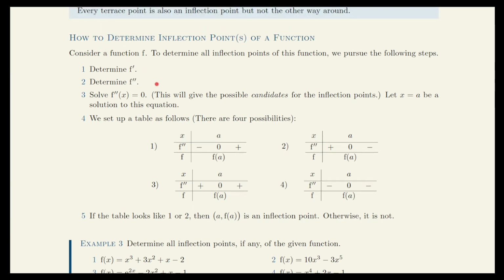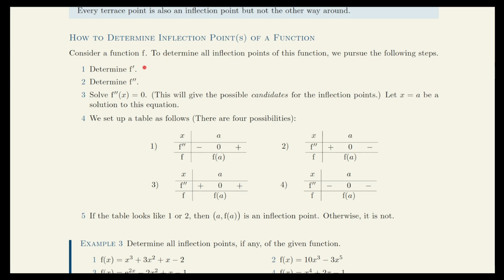So the point is we learned about concavity of functions. We learned that if the second derivative at the point is positive, the function is concave upwards at that point, and if the second derivative is negative, then this is concave downward at that point. And then we also learned how to find the inflection point of a function.